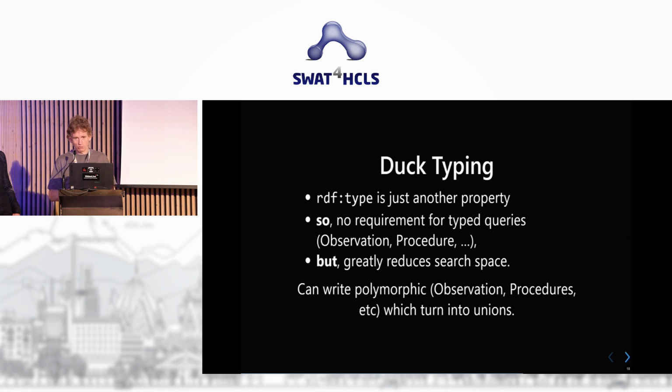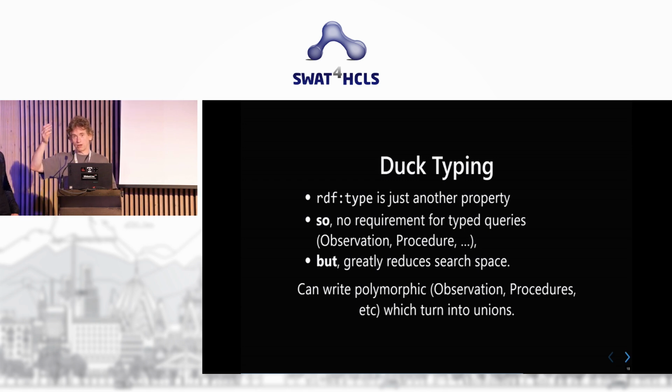So if you want to do something meta, like I want to look across all of my, not my observations, but all of my FHIR resources and see which things are in a status of, say, final, you can do that by just writing the query, and it will automatically iterate across all the different property types. I mean, all the different resource types.